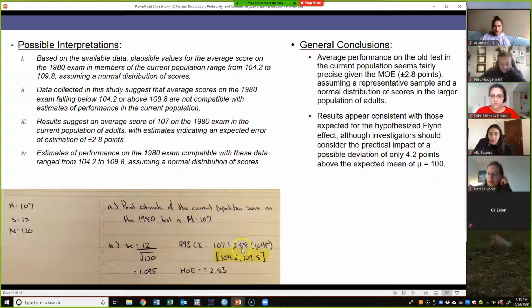So here's the z-score for my level of estimation. Here is my standard error, which gives me my confidence bound here, right? And again, my margin of error is just going to be 2.58 times my standard error, which gives me 2.83. So I can say lower bound and upper bound estimates for the true population mean on this 1980s test in today's population: somewhere between 104.2 and 109.8, or we could say 107 points plus or minus about 2.8 points, right? People see how we calculated that?